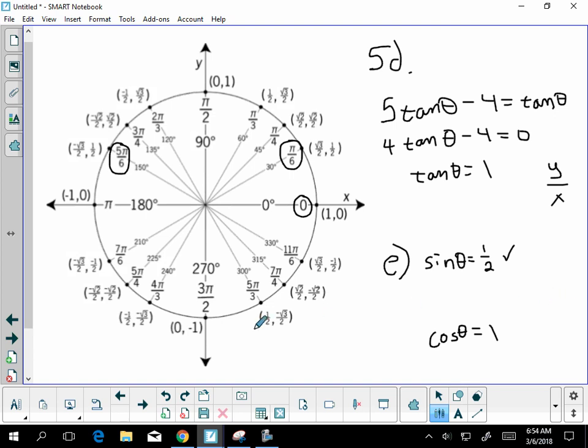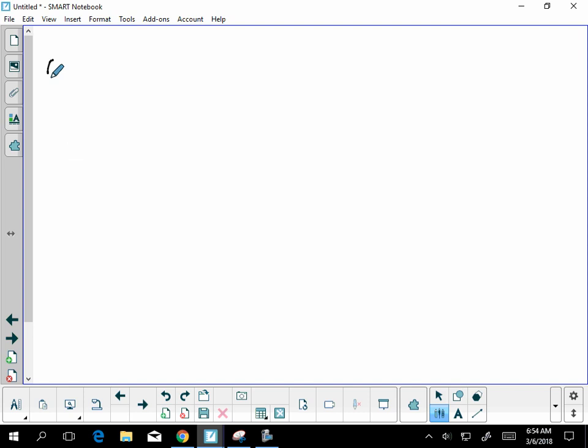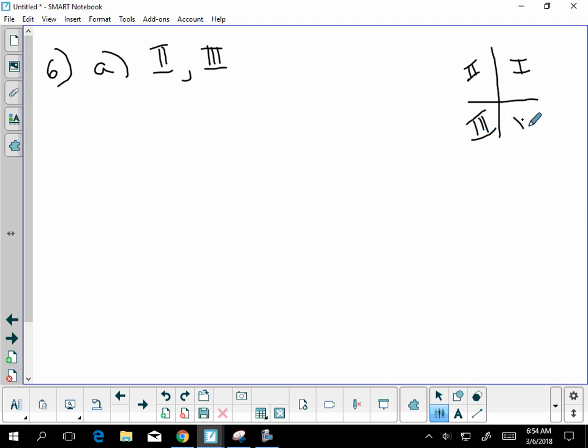All right, on number 6. They're asking what quadrants they're positive. Well, cosine is negative. That would be your x coordinate. So cosine is negative in quadrants 2 and 3. And if you don't remember your quadrants, here's 1, 2, 3, and 4.